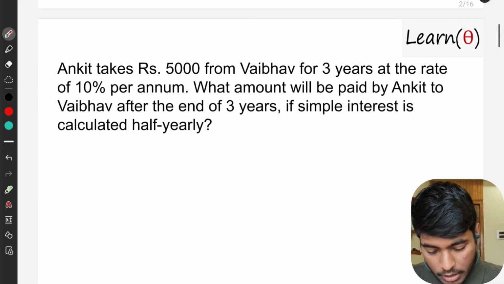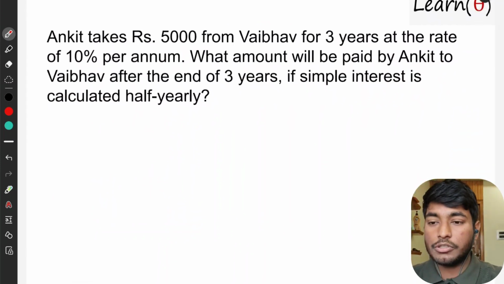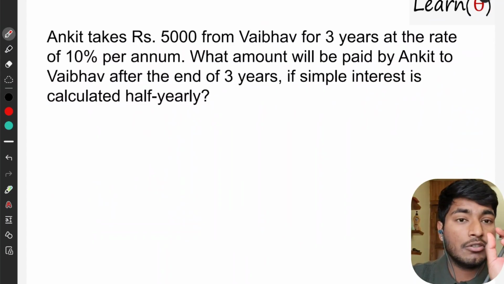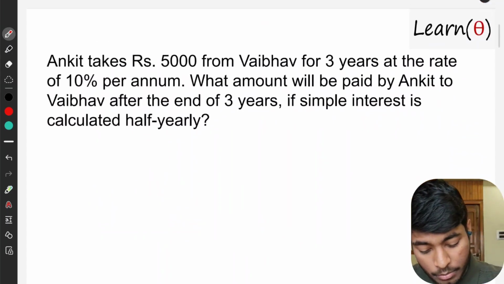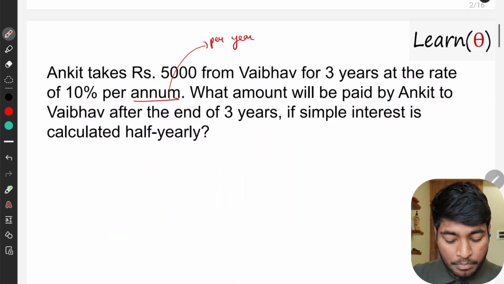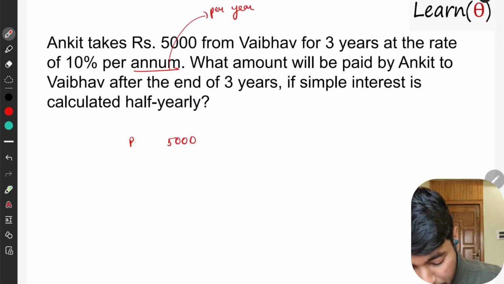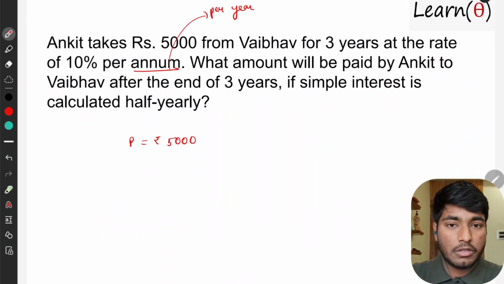Okay, the question says that Ankit takes 5,000 from Vaibhav for 3 years at an interest of 10% per annum. Okay, remember annum means per year. So what is given to you? Ankit has taken 5,000 rupees. So that means the principal amount is 5,000.